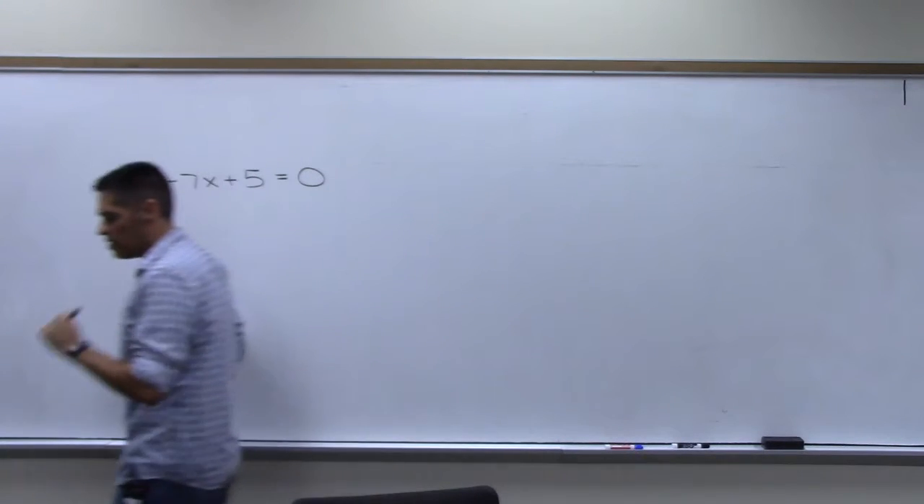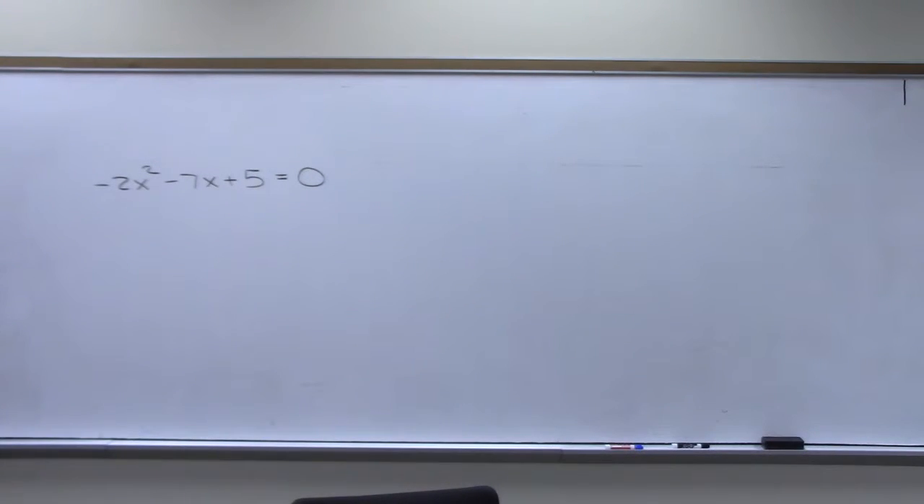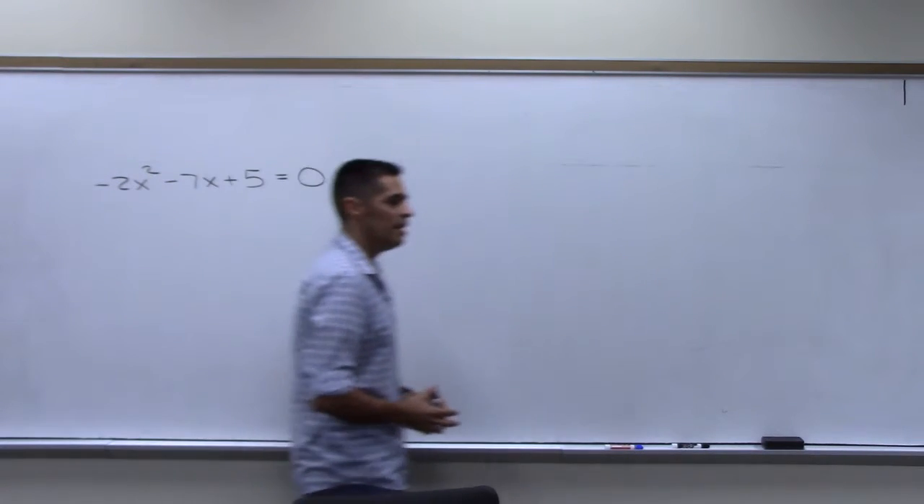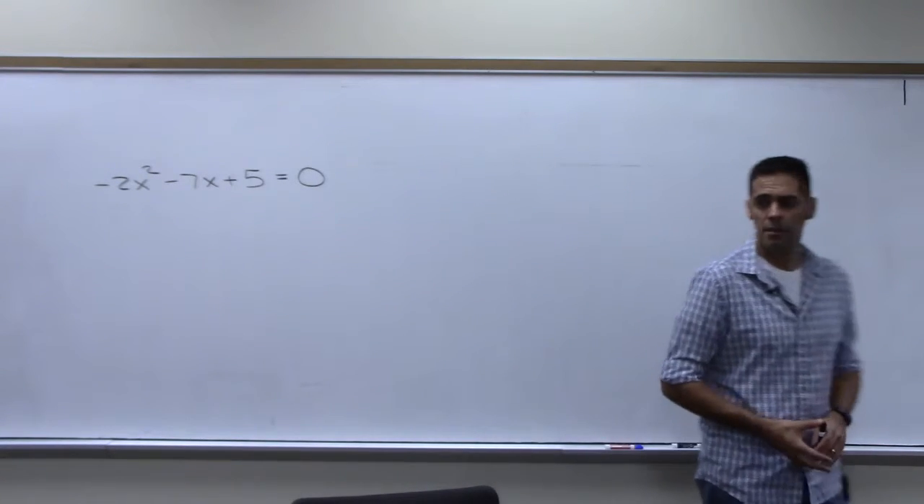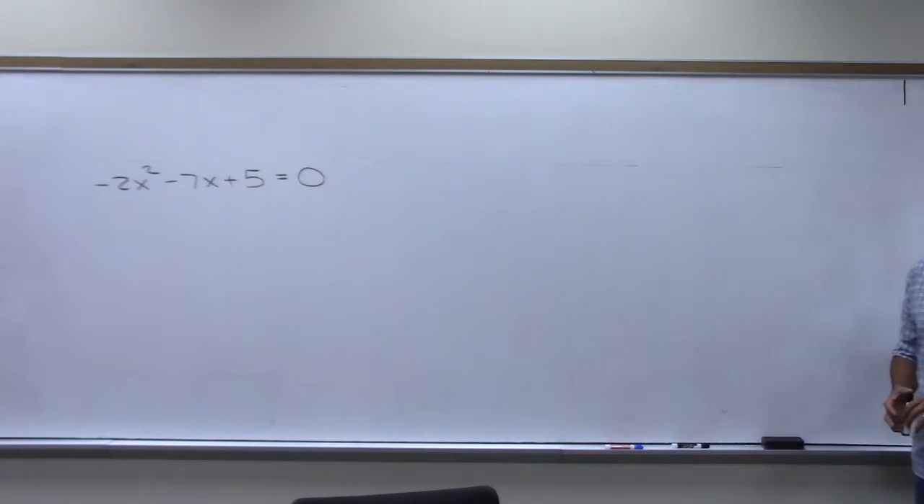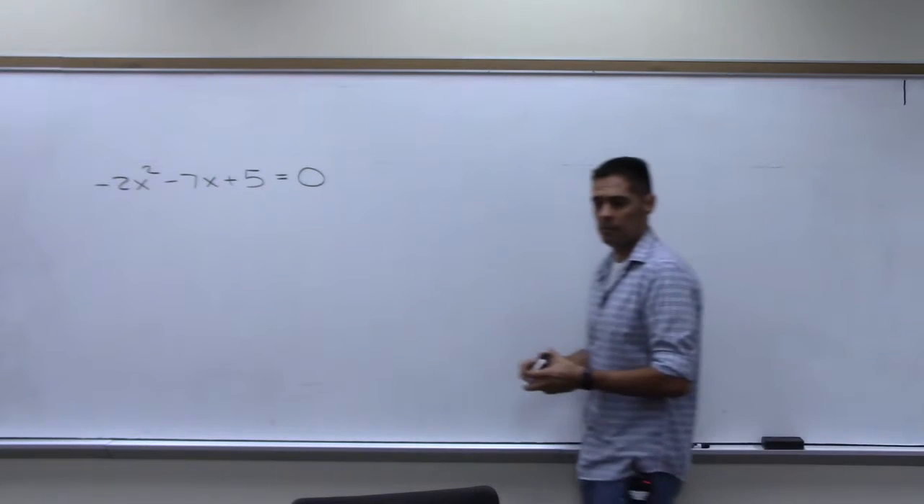What type of equation is this? It's quadratic, right? That's quadratic. And is it the first case where you're missing the x term? No. Is it the second case where you're missing the constant term? No, it's the third case where nothing is missing, right? And what did we do on the last problem when nothing was missing?